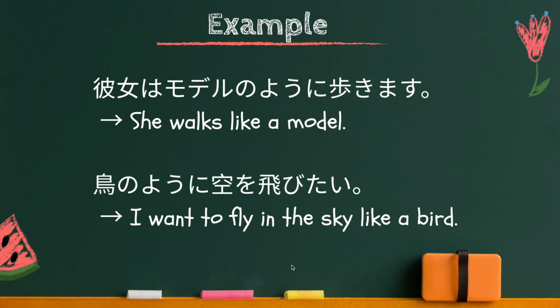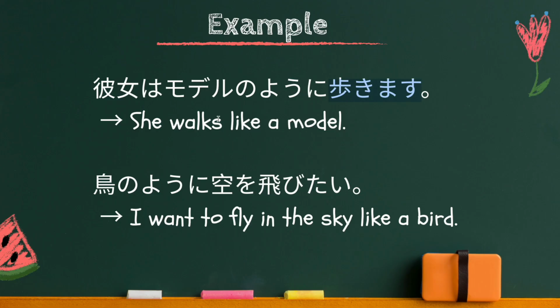For example, 彼女はモデルのように歩きます。She walks like a model. Noun のように and a verb. So this time not a noun but a verb. So she walks just like a model does, in the same way as a model does.